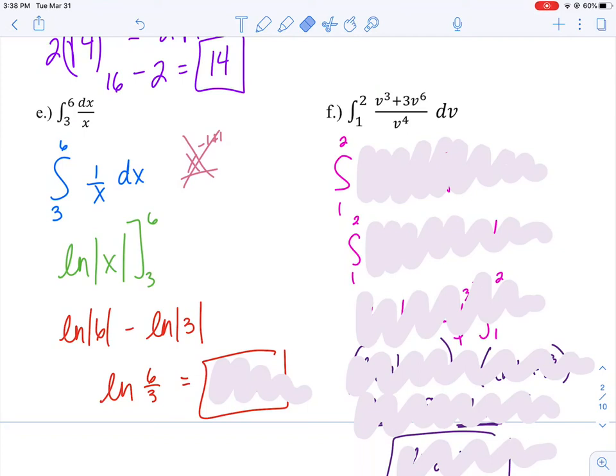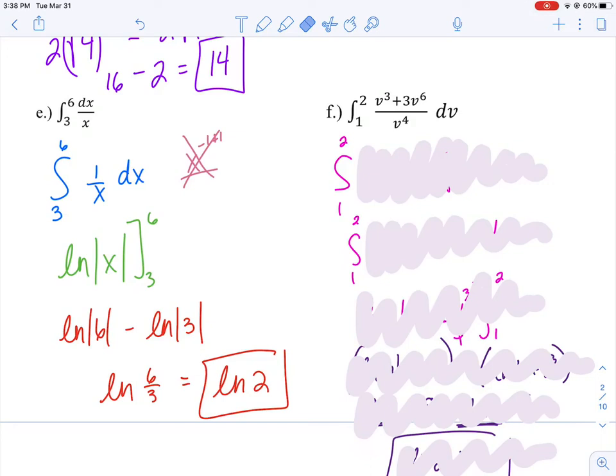So I end up getting a natural log of 6 divided by 3. And so I could really say that my final answer is the natural log of 2, whatever that decimal is if they ask me for a decimal. So that's the area underneath my curve from 3 to 6.